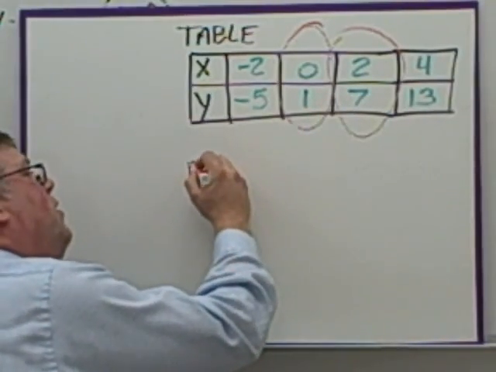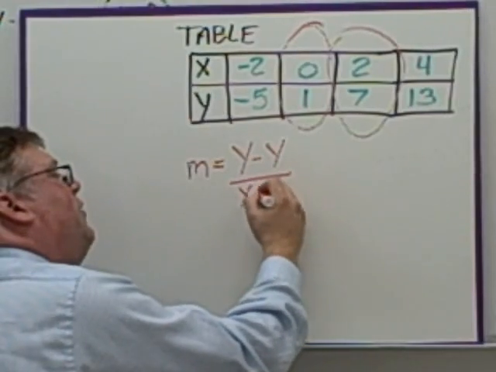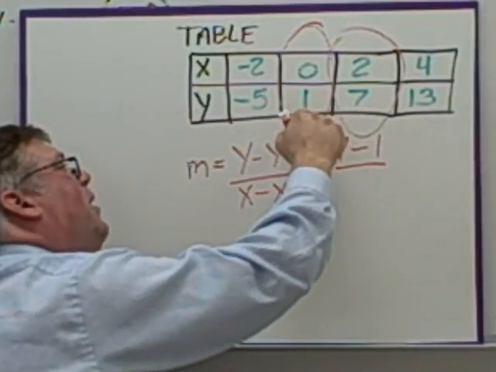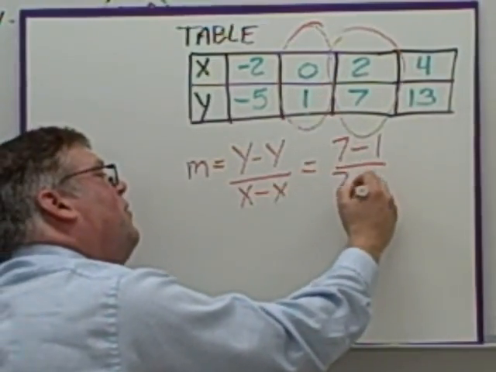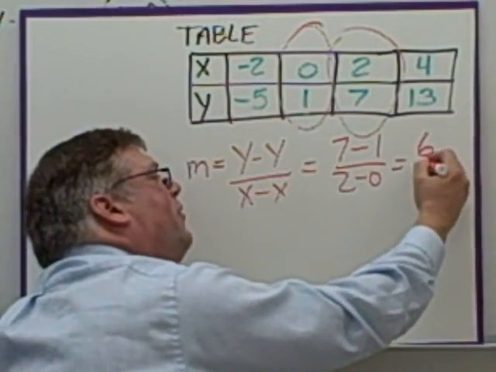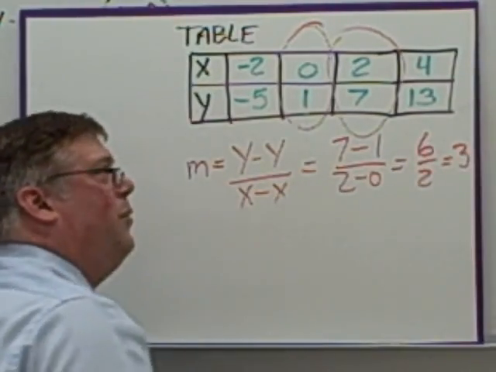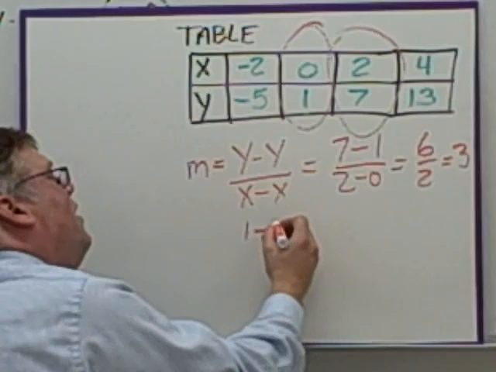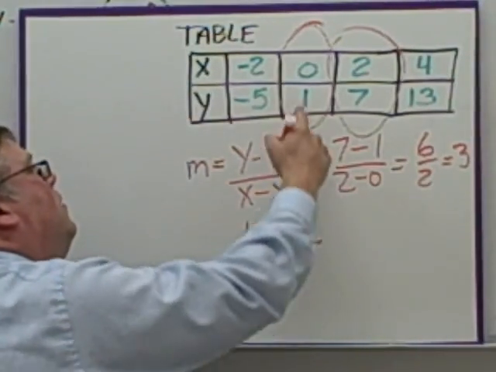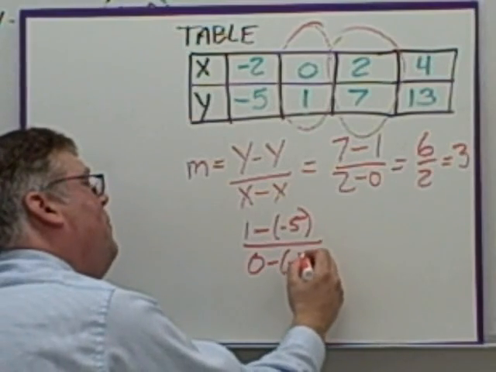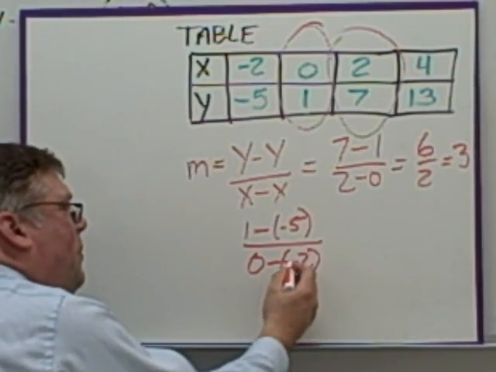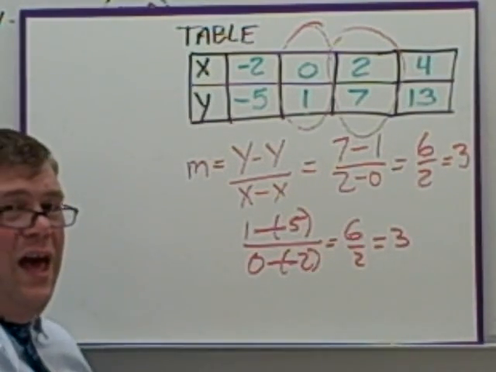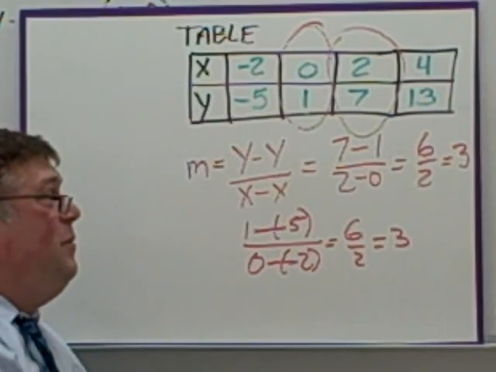The formula is y minus y over x minus x. So that's going to be 7 minus 1, y minus y, over x minus x, 2 minus 0. Which is going to give me 6 over 2, which simplifies to 3. If I had done the same thing with these 2 points, it would have been 1 minus negative 5 over 0 minus negative 2, which would have become a plus 2 and a plus 5, which would have given me 6 over 2, which would still give me 3. Any 2 points I choose. They only have to be next to each other.